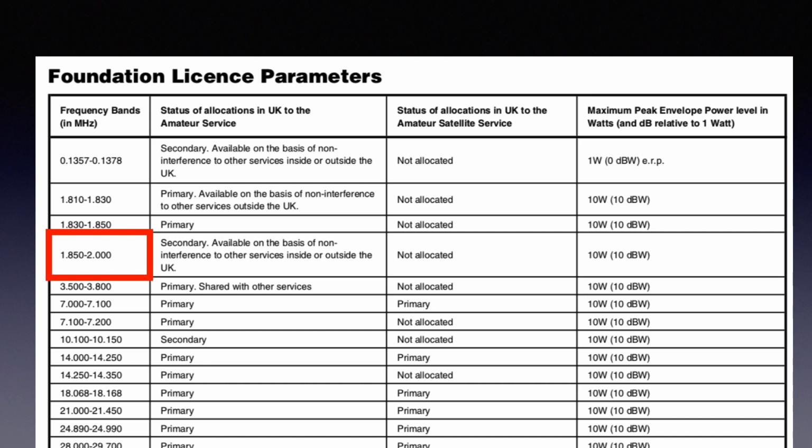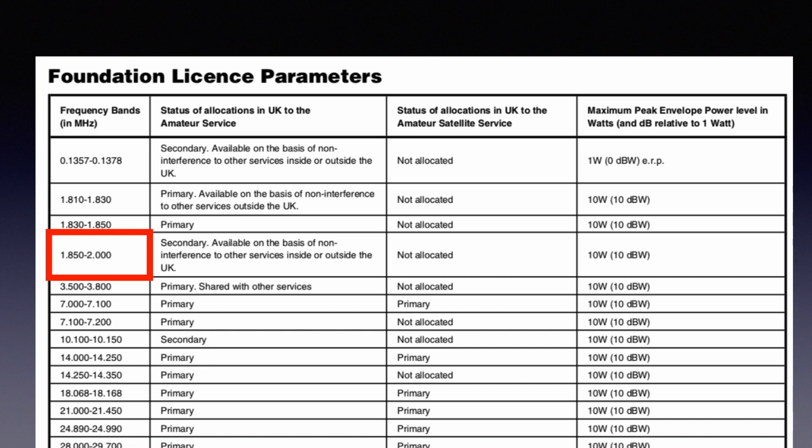And then just above it, 1.83 to 1.85, is primary. In other words, you don't have to worry about non-interference. And then the last bit, secondary, available on the basis of non-interference to other services inside or outside the UK. So you've got a single band there, or top band as we consider it, and it's divided into 3 chunks. And we need to understand that we use each of those chunks on a different basis. Now, the most powerful chunk for us, I suppose, is 1.83 to 1.85. In other words, it's exclusive to us. But on either side, we're bracketed by different conditions.